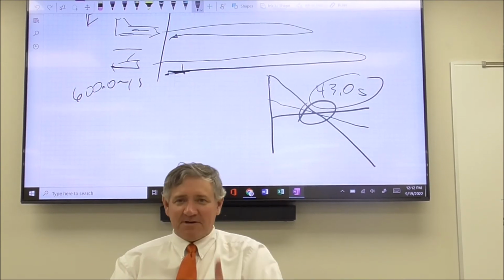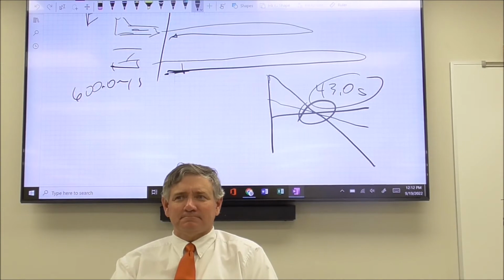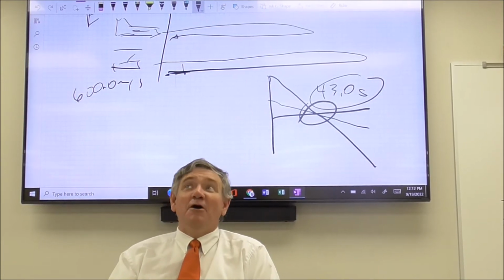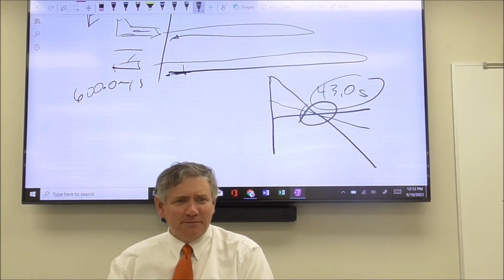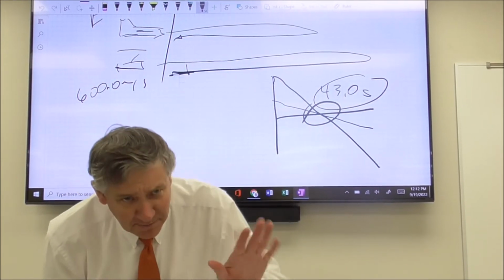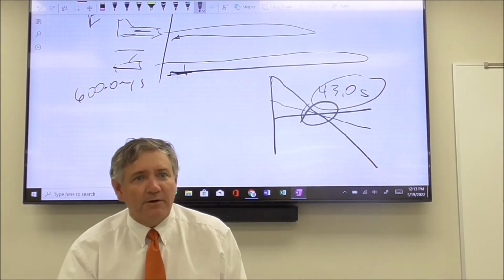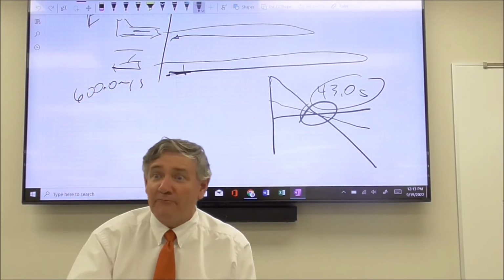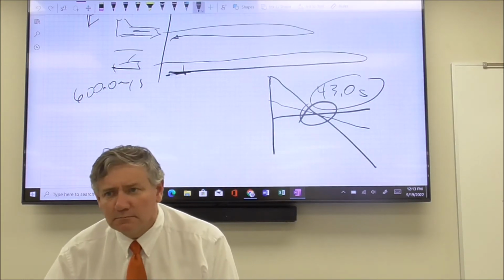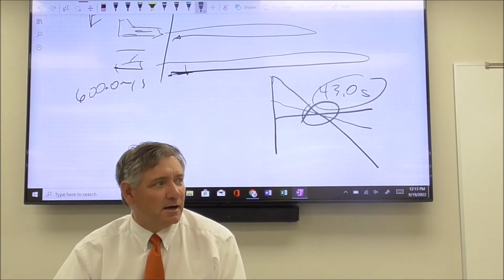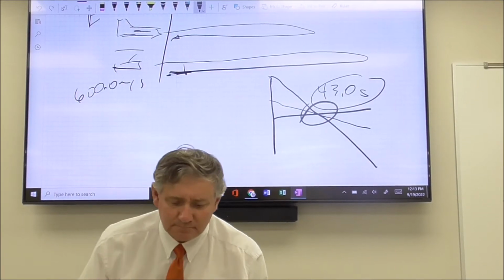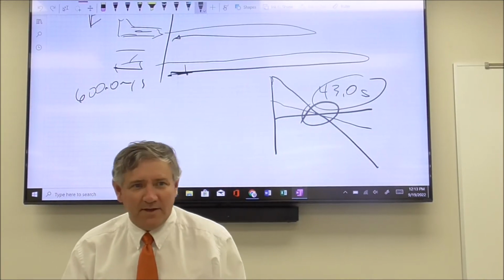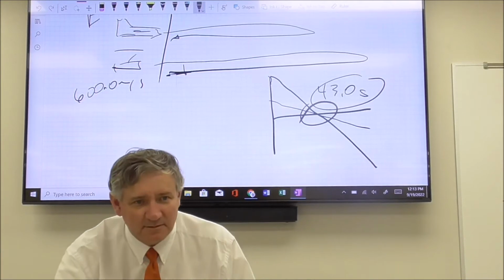How many pages is the test? 4 or 5. But that's like front to back. How many sheets of paper? Like 3. Oh, okay. So we'll know what one page is going to be. Oh yeah, that's going to be one page.